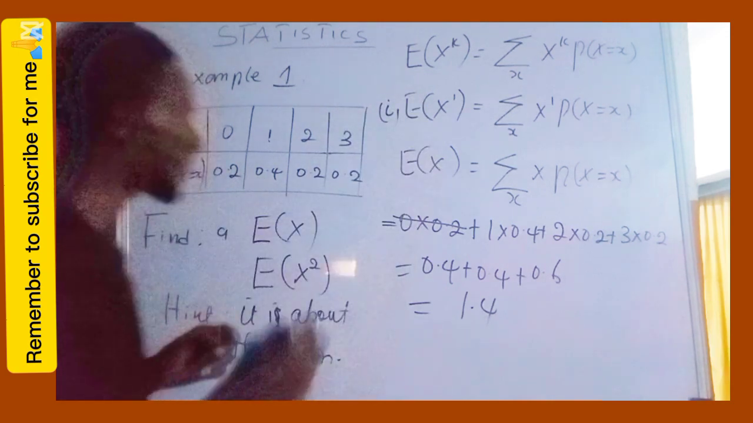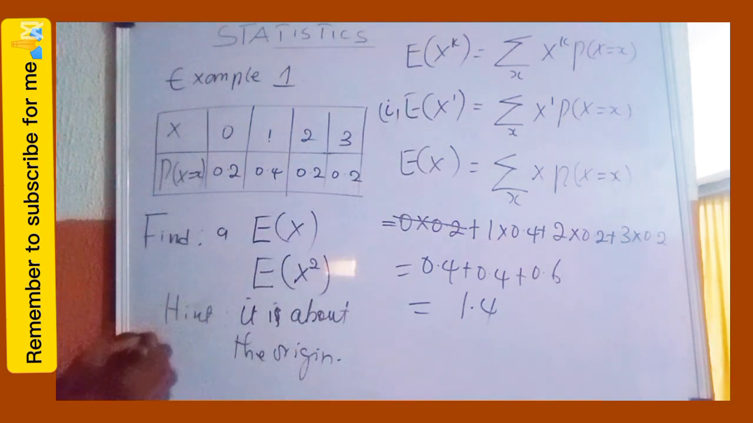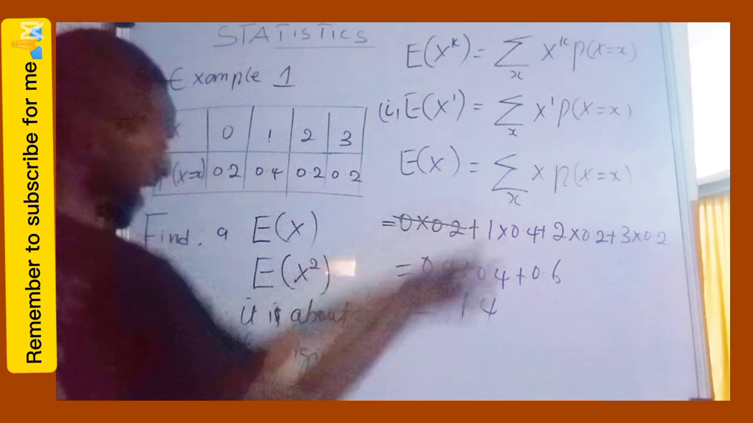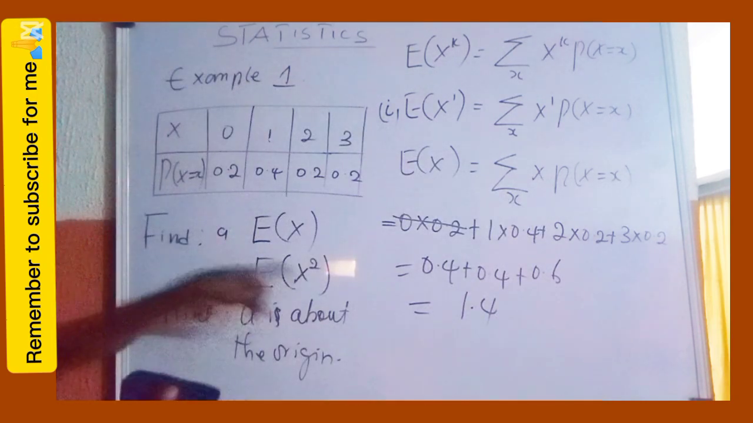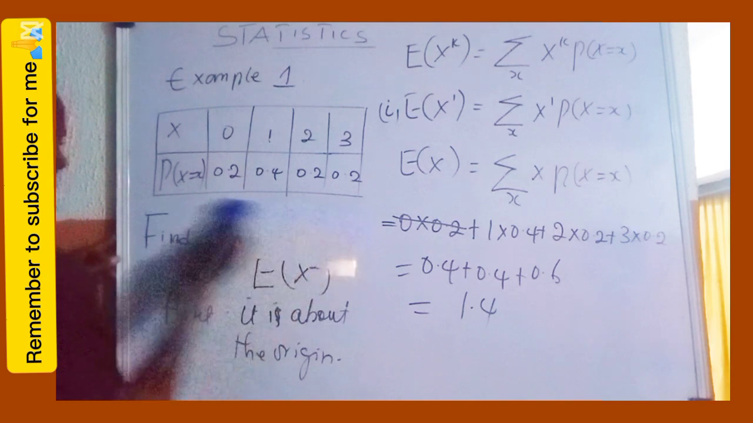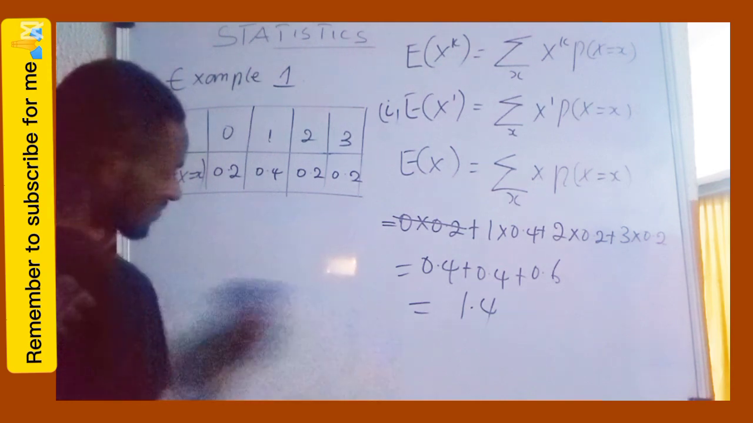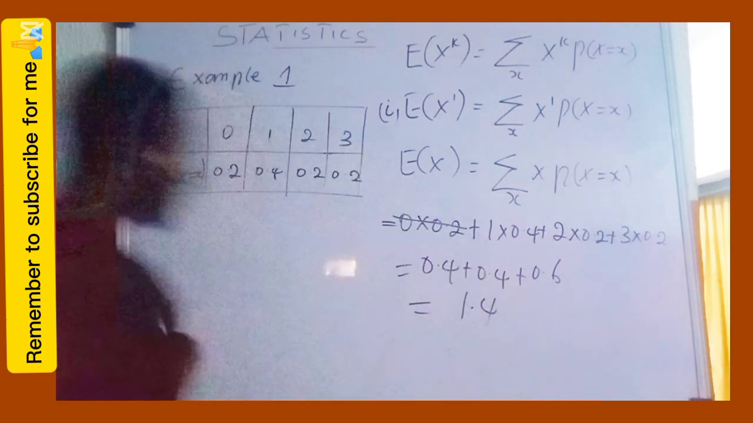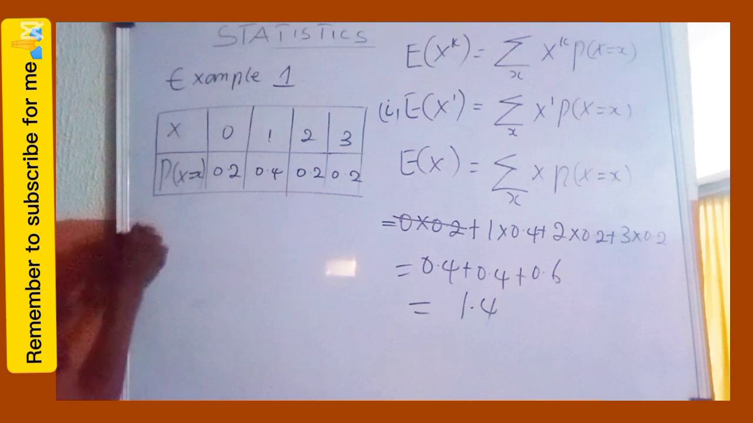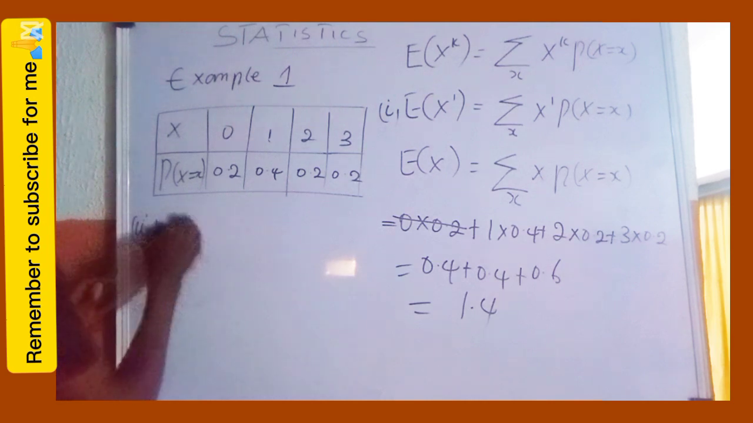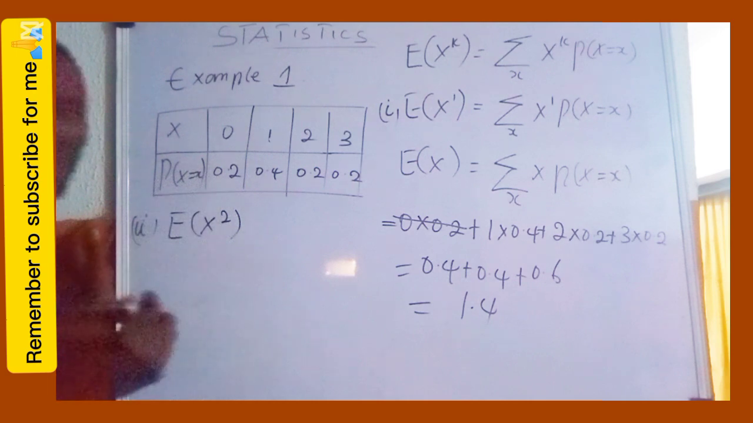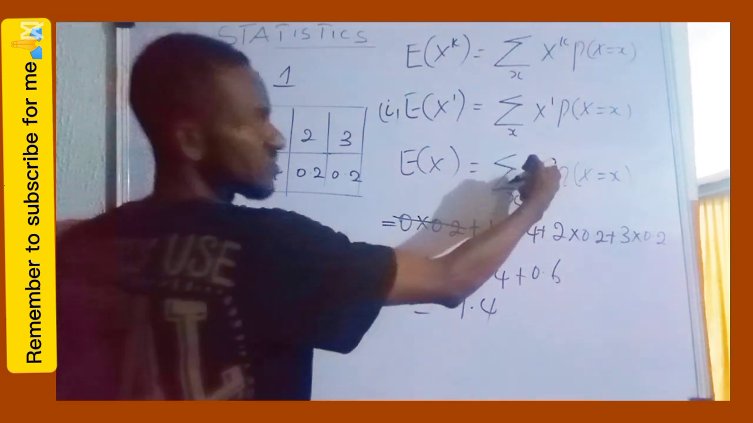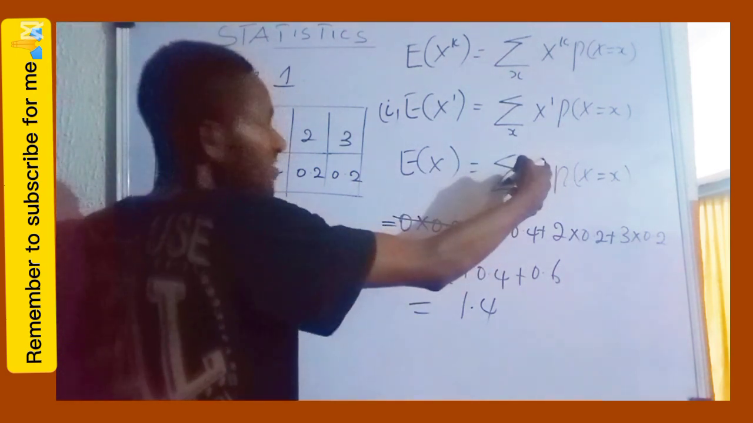So let us now solve for II. Permit me now to clean this side and then solve II there. II now is E of X raised to power 2. So that II, like I said, is for us to obtain E of X raised to power 2. We are not going to waste time here. We are just going to put raised to power 2 here because it means the same thing.